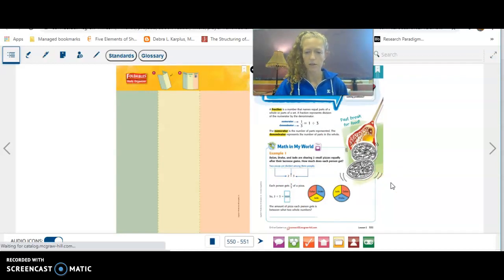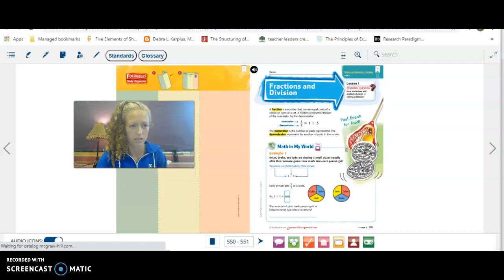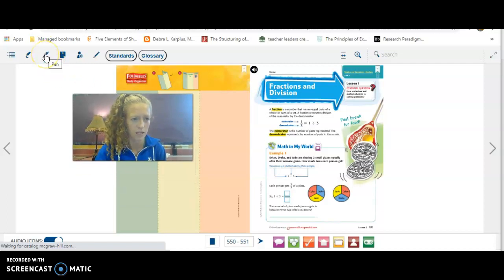The first example is Dylan, Drake, and Jade are sharing two pizzas equally after their lacrosse game. How much does each person get? Let's go ahead and think about this and draw it out. See if it lets me. I'm going to choose my pen.